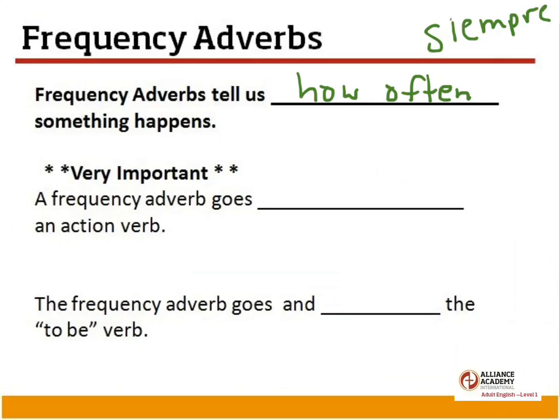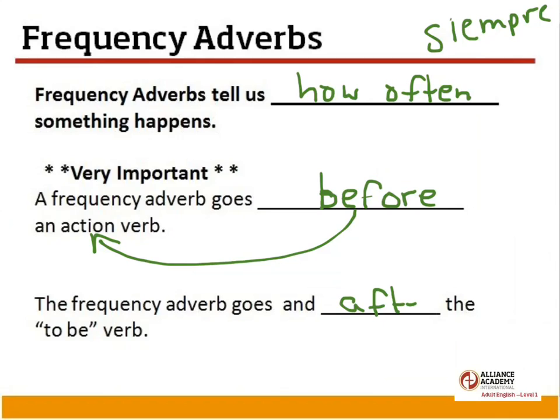The important thing to remember here is that a frequency adverb always goes before an action verb. I always play soccer. I never go to the beach. So we put the frequency adverb before an action verb. However, the frequency adverb goes after the to be verb. I am sometimes sad.